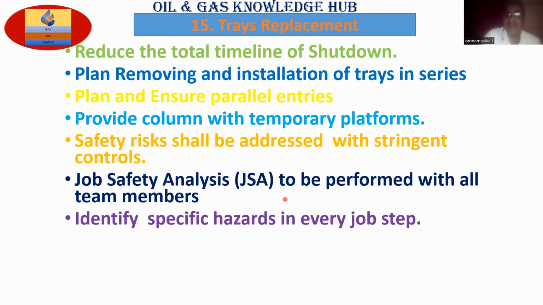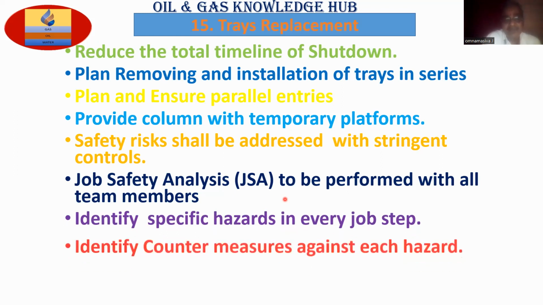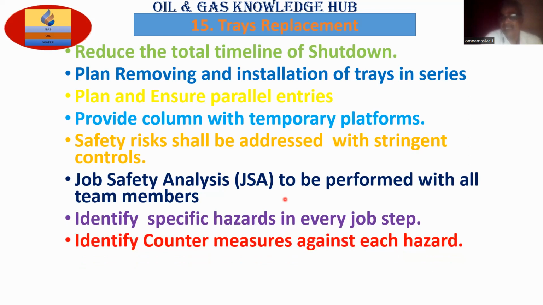Identify specific hazards in every job step. You should write everything, step by step, stage-wise activities. Identify countermeasures against each hazard. If there is some hazard, how do you overcome it? Each hazard you should identify: fall from top, objects maybe thrown from top, or slippage, anything.